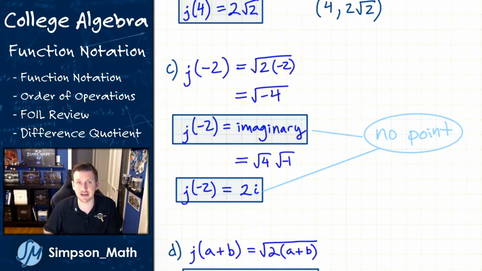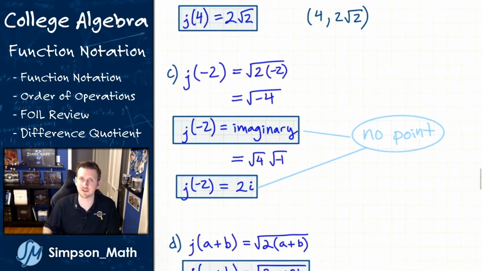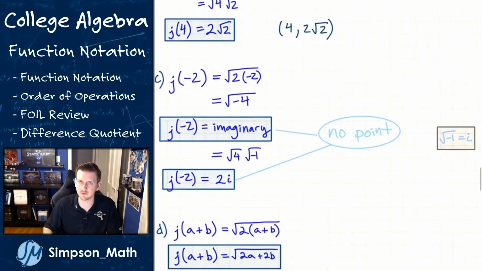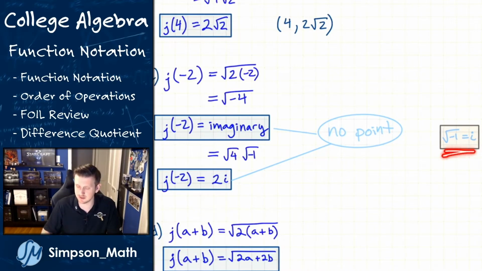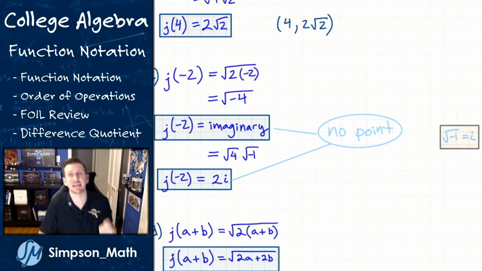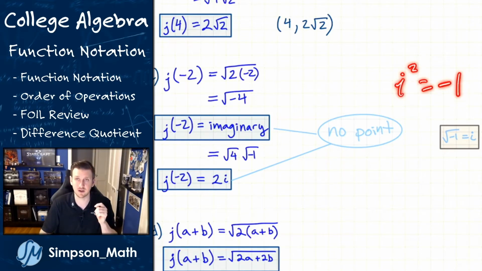So it's imaginary. Now, let me just remind you about imaginary numbers with a quick review. If I take the square root of negative 1, we define that as i, that little lowercase i, the imaginary number i. So we say that the thing I can multiply by itself that gets me negative 1 is i. So i squared is negative 1.